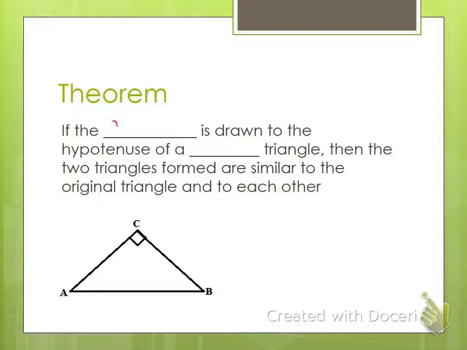If the altitude is drawn to the hypotenuse of a right triangle, then the two triangles formed are similar to the original triangle and to each other. Now, I'm going to be a little honest with you. When we set these up, it can get a little confusing. So let's walk through this first one slowly.